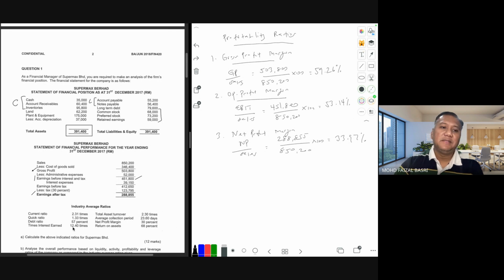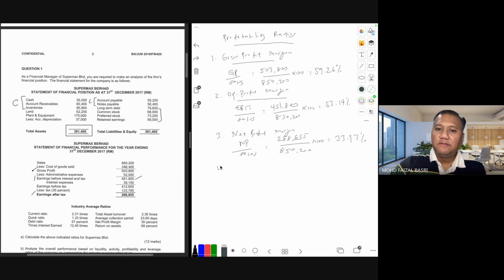Okay, so even though dia less liquid tadi, I tak ingat debt tadi berapa, dia lagi bagus. Dia less juga, less ability to pay interest. Dia punya activity pun lesser. Ambil lebih masa untuk collection. Total asset turnover pun lagi rendah, tetapi dari segi profitability dia lagi bagus. Okay, it has higher profit as compared to the industry, especially for net profit margin lah so far.